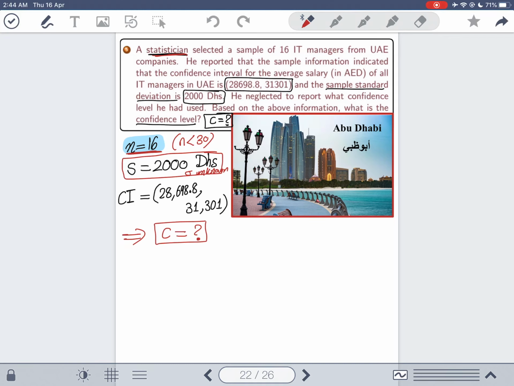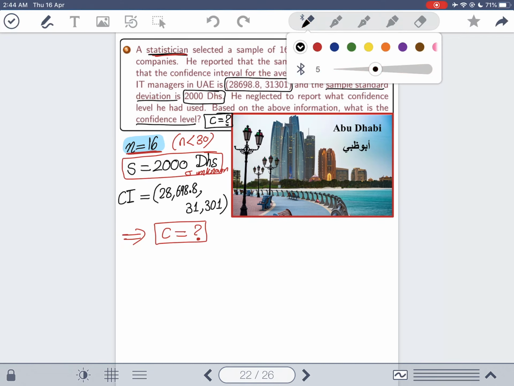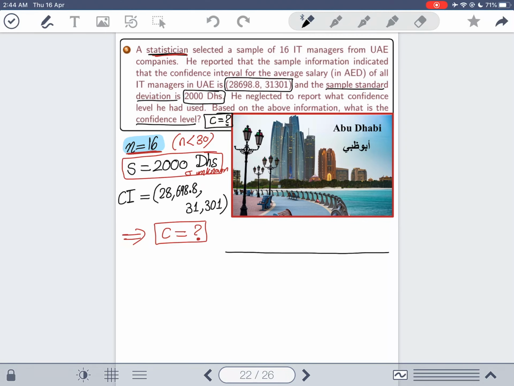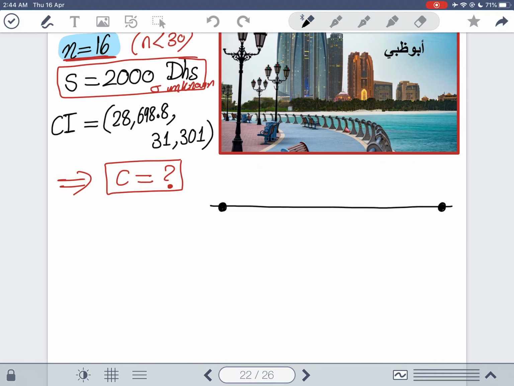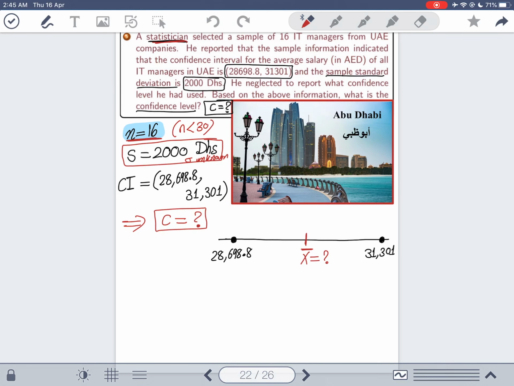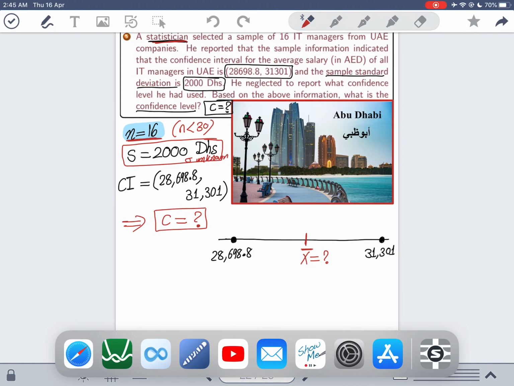So what we will do is, how about this? First, I will draw the interval here, and the lower limit and the upper limit. And forgive me for this, but I will write the numbers. 28,698.8, and here 31,301 dirhams. And you know that your sample mean is in the middle. Do you remember how to find this? I think you all know now. Add the two numbers and divide by 2, because X bar is exactly in the middle.